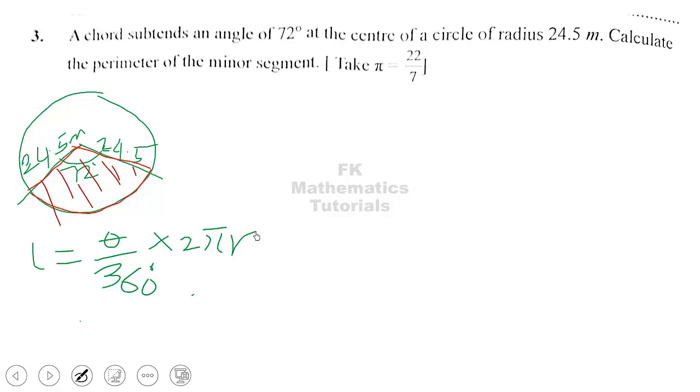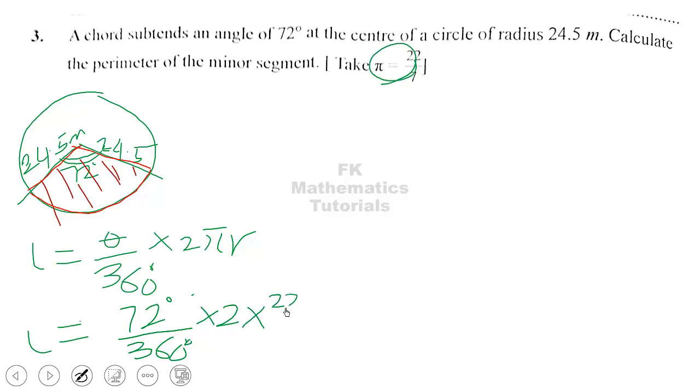So the L here is the length of the arc. We add it to the radius. So let's find the length of the arc and add it to 2 times the radius. Theta is the angle at the center here. That is 72 degrees. So L will be equal to 72 degrees over 360 degrees times 2 times pi, which we were given to be 22 over 7, times the radius, which is 24.5.